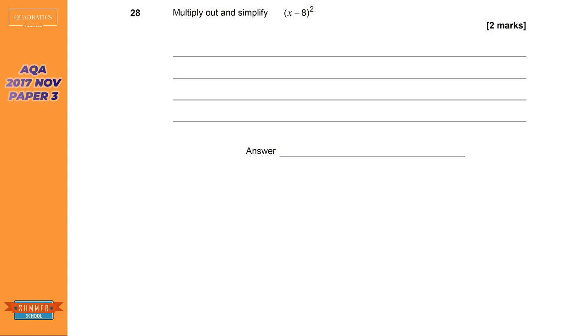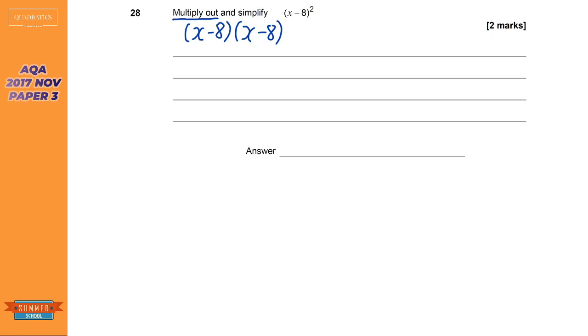It says multiply out. Sometimes it will say expand, so multiply out and expand mean the same thing, and then simplify. The first thing to know about this question is when you square a number, here we've squared the x minus 8, you times it by itself. So the first thing I do is just write out the bracket twice. And that's the reason why this is the last question on this paper.